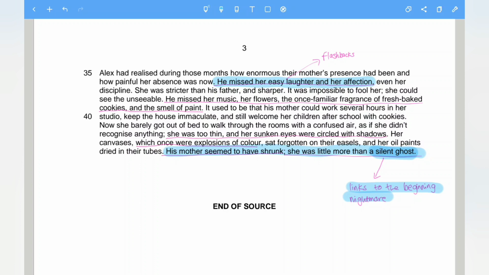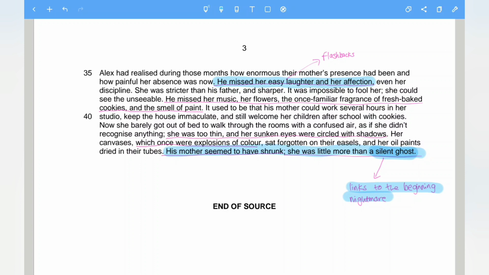The first one could be quite simply that the mother has physically died, so she's no longer there, and now she is a silent ghost. Her presence is no longer felt. Or alternatively, the mother is alive, but because her health has declined, she is a silent ghost. Her presence is no longer felt. So this is something which you can mention for this question.